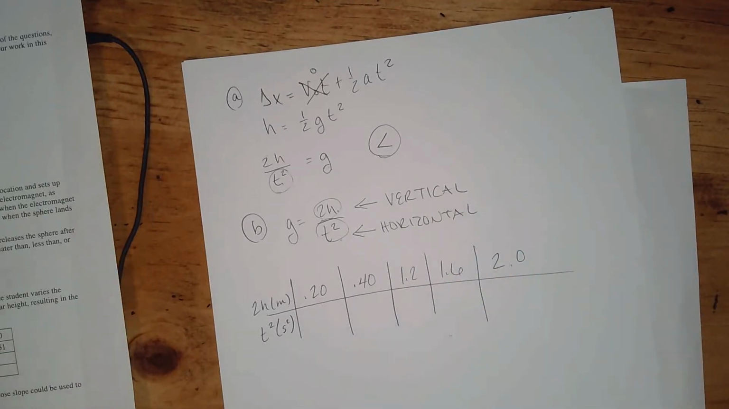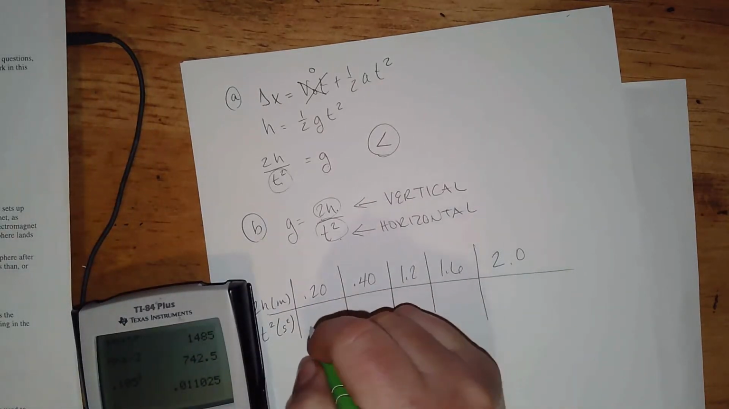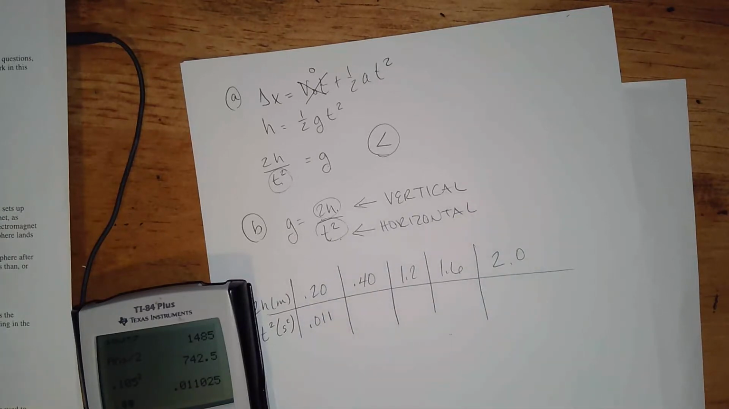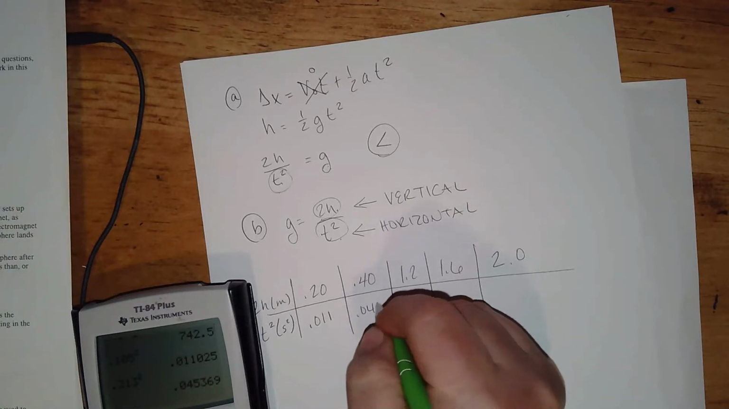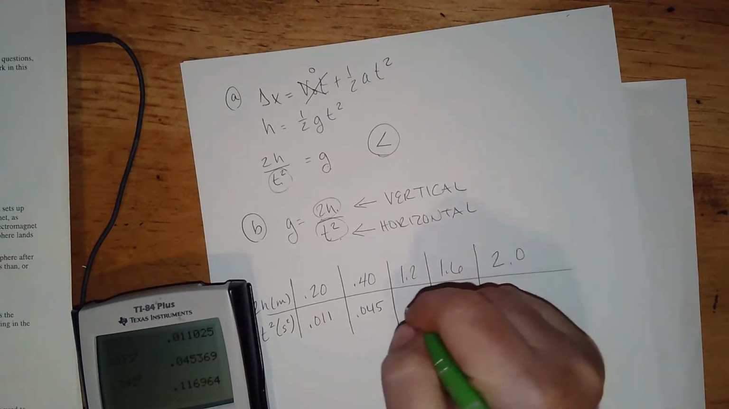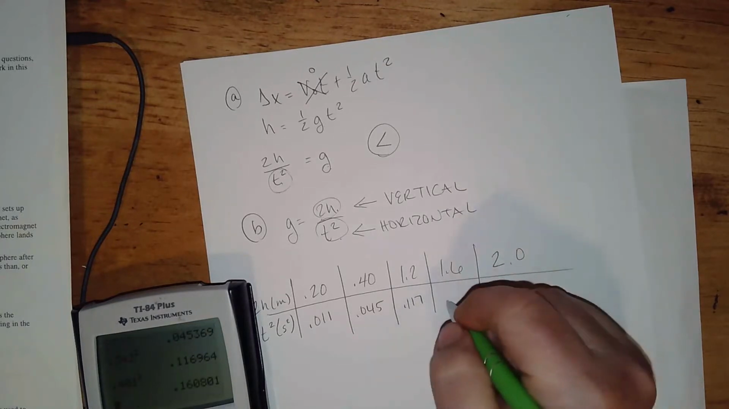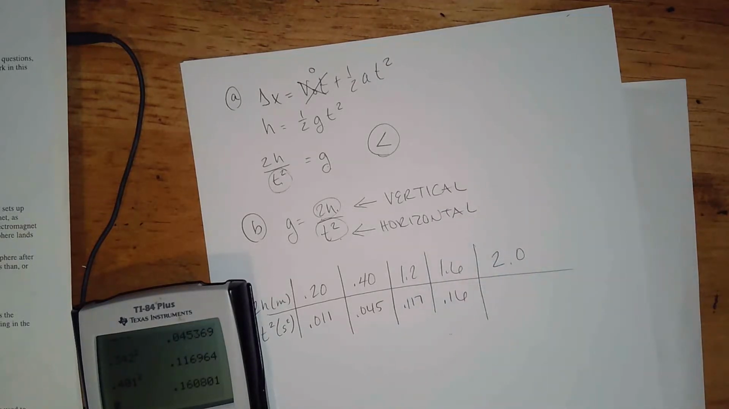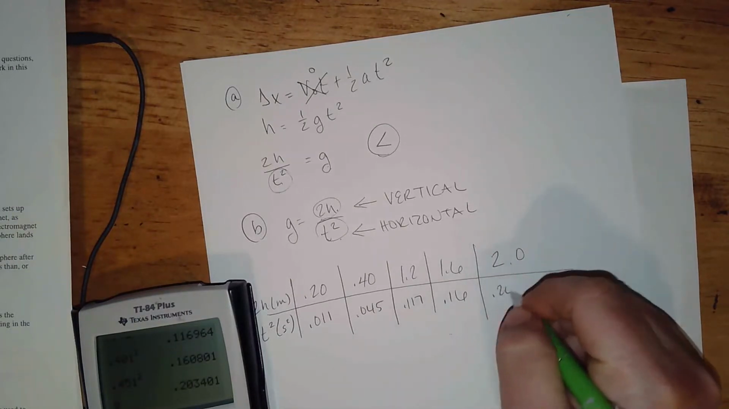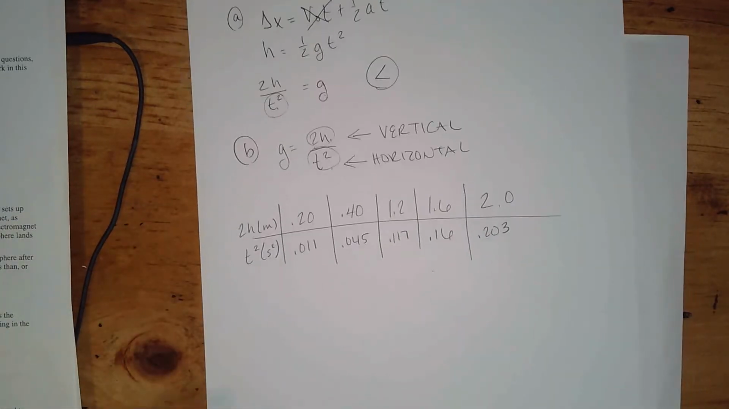And then as I square the bottoms, we've got 0.105 squared, which is 0.011. 0.213 squared, which is 0.045. 0.342 squared, which is 0.117. 0.401 squared, which is 0.16. And 0.451 squared, which is 0.203. Okay, so there's my values that I get.